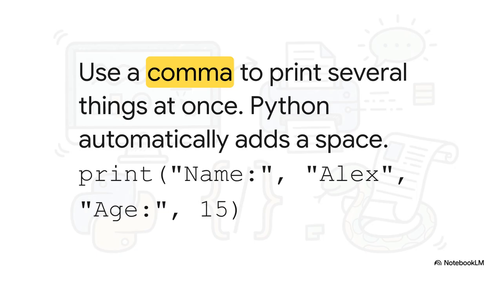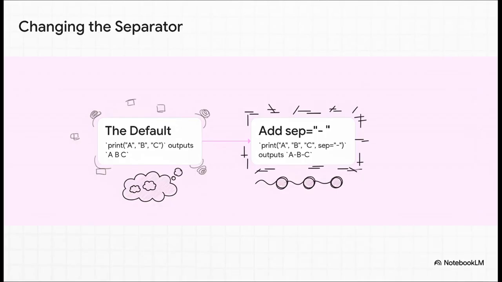Super helpful. But we're not stuck with that space if we don't want it. We can easily customize that separator. By adding this little argument, sep equals a dash, we're just telling Python, hey, instead of a space, use a dash between these things. And just like that, the output changes.